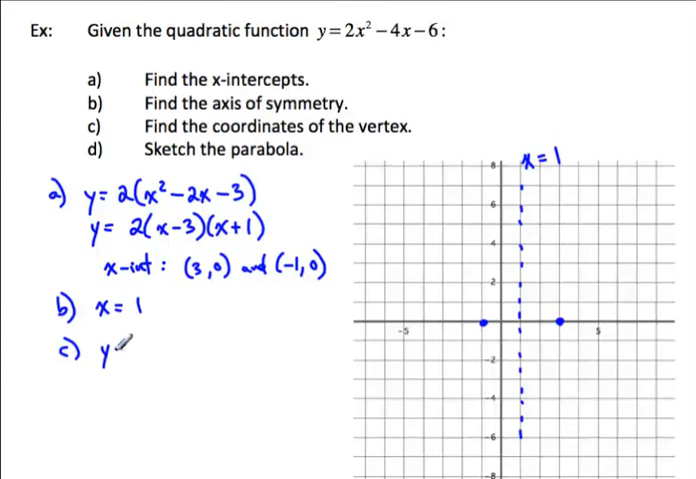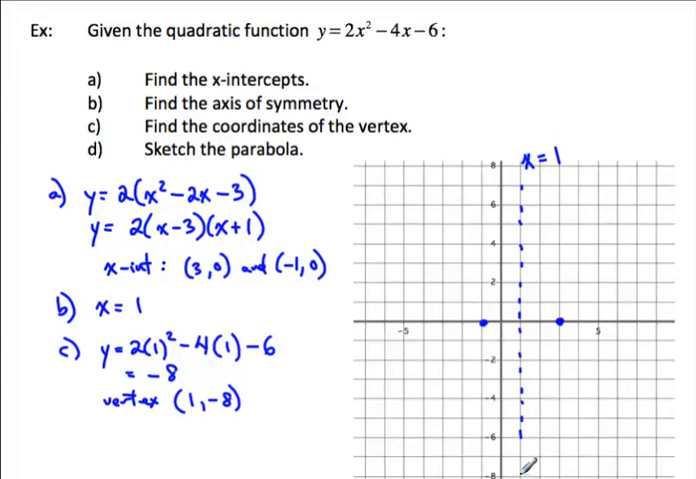So y is going to be equal to 2 times 1 squared minus 4 times 1 minus 6, which is 2 minus 4 minus 6, which is equal to -8. That means the vertex is the point (1, -8), and that's down here, just off the bottom of our screen.